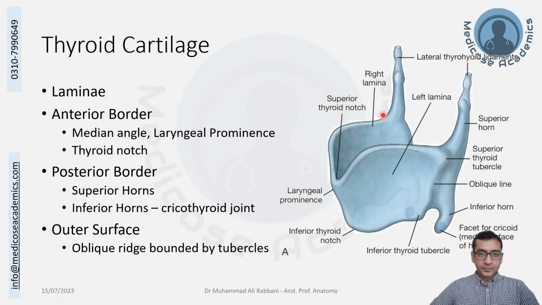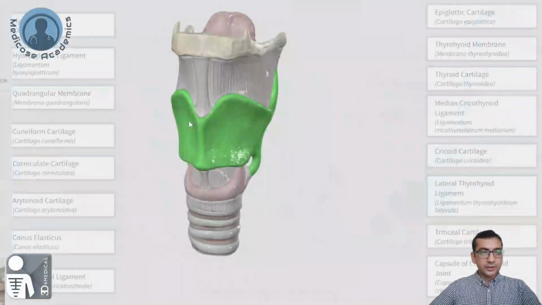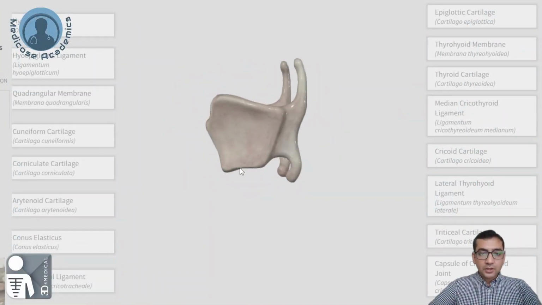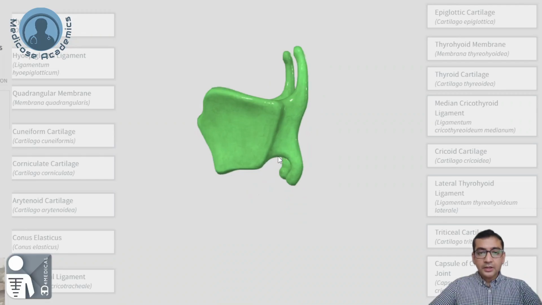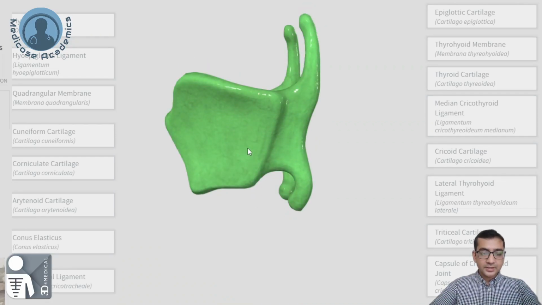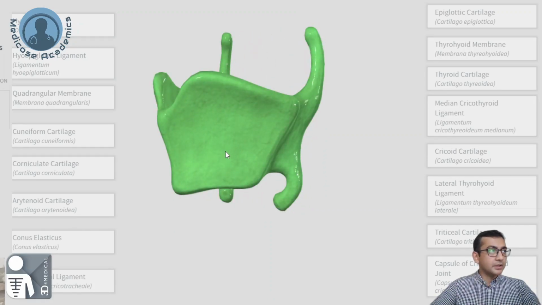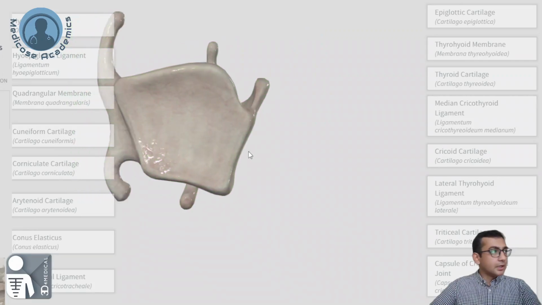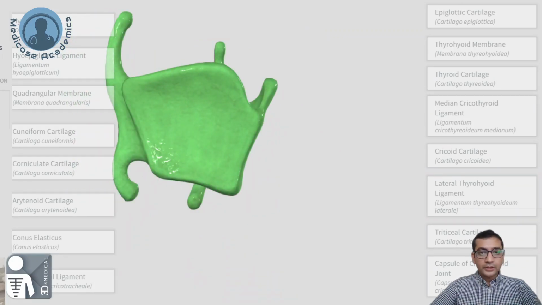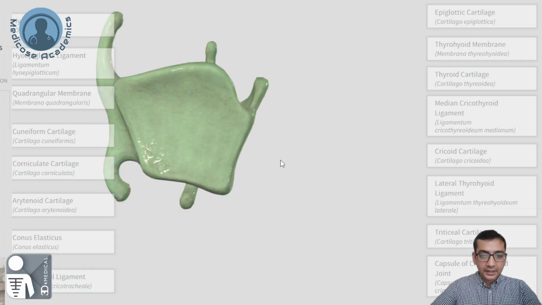Thyroid cartilage. Let us talk about it here on the 3D model, then we will revise there also. Let us isolate it. This is the thyroid cartilage. Thyroid cartilage consists of two large surfaces. These are the lamina. This whole plate is the lamina of the thyroid cartilage, and on the lamina, on the anterior aspect, the border where the two lamina meet, this line is known as anterior border or median angle.